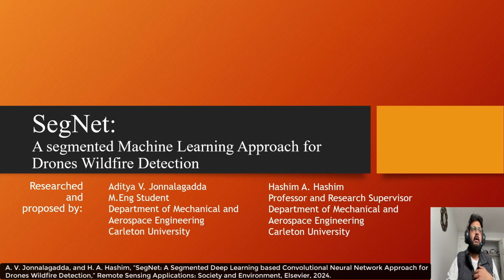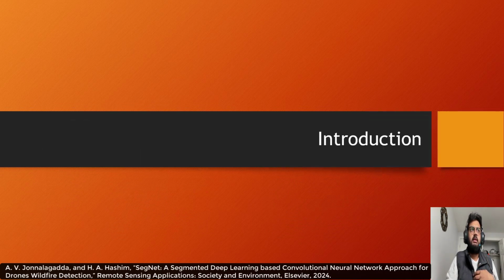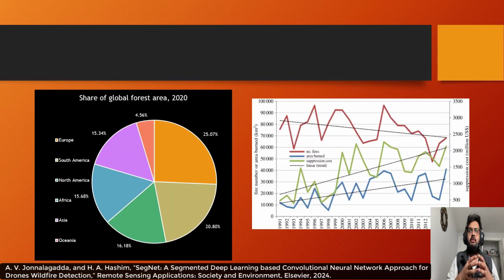Let us start off by having a brief introduction to this paper. Our dependence on forest resources is crucial to our daily lives. Often referred to as the planet's lungs, forests play a vital role in filtering air, releasing oxygen, and then reducing the carbon dioxide levels in the air.